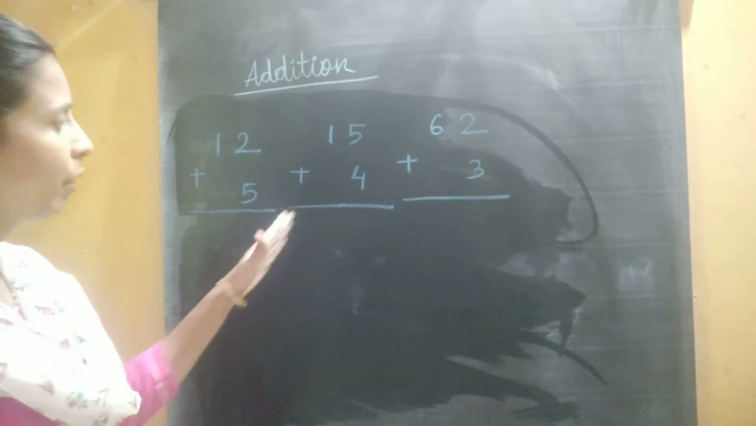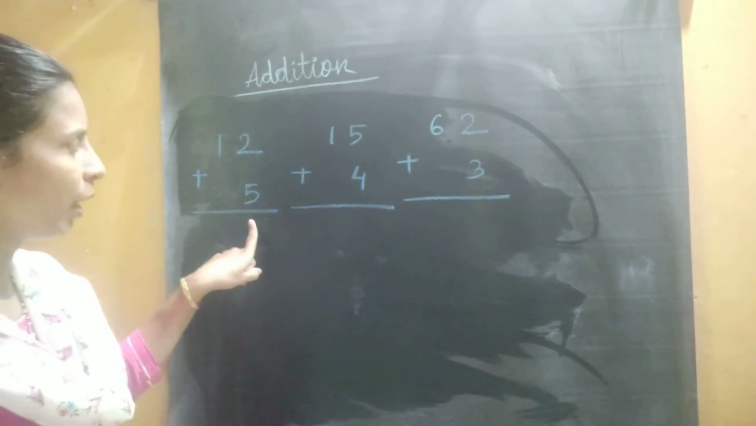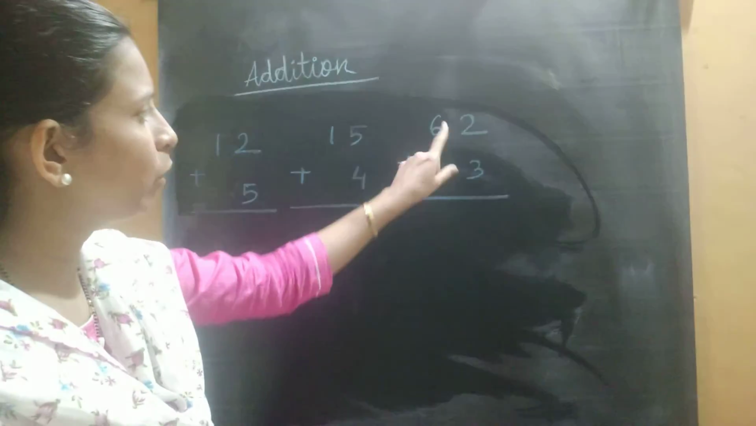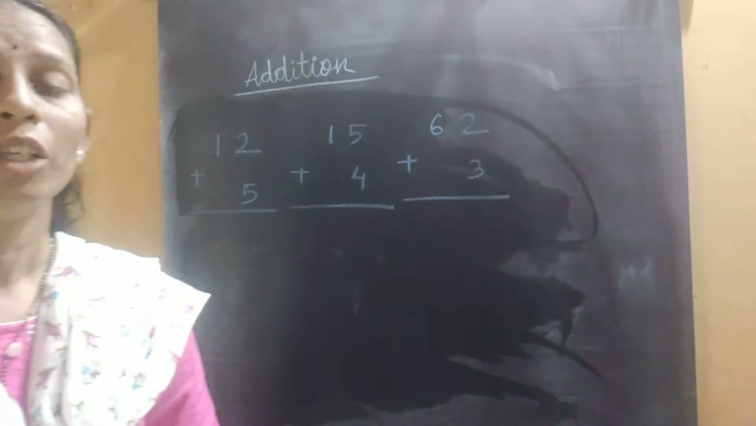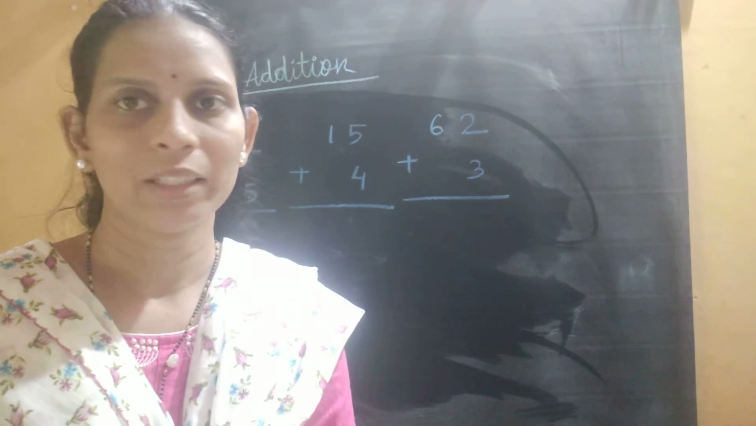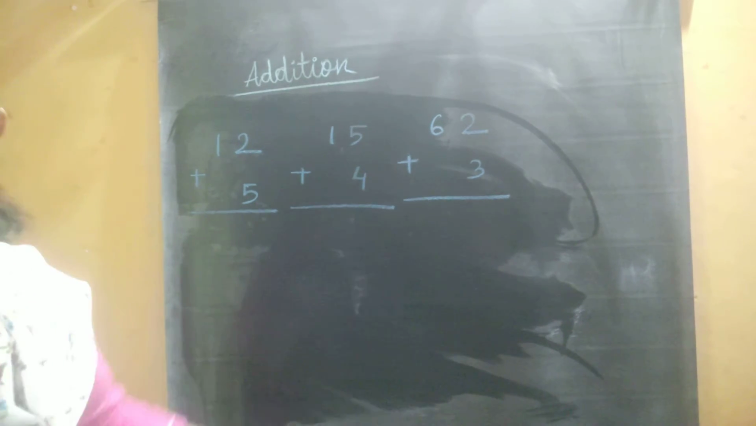Students, see, I have written some examples here. 12 plus 5, 15 plus 4, 62 plus 3. So here we have to do addition, but not like unit place, tens place. In this way, we will not do this. We will do directly. Okay.